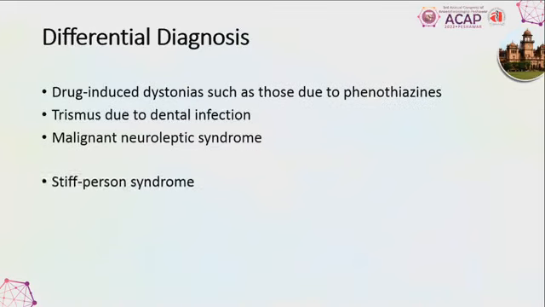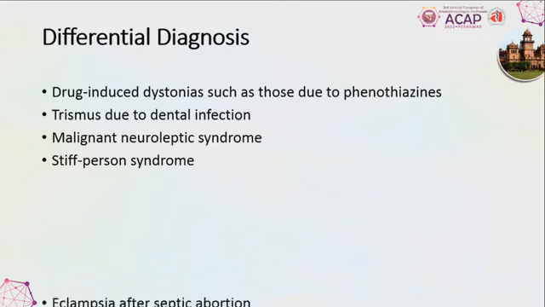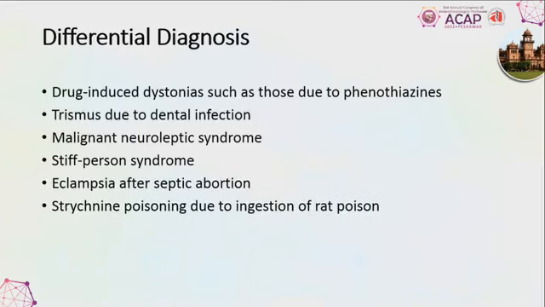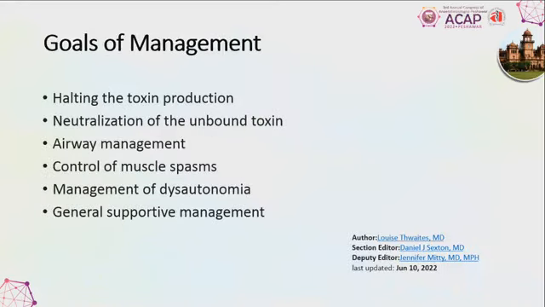Drug-induced dystonia, differential diagnosis is a must to exclude, because if the label gets applied that a tetanus patient is being admitted, and everyone starts treating him as tetanus, that should not be the criterion. You should go by differential diagnosis, and the diagnosis of tetanus is purely clinical.